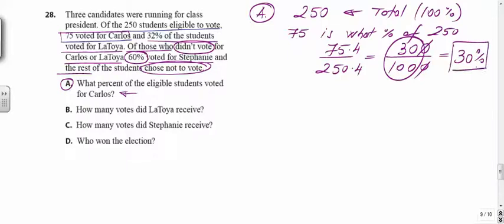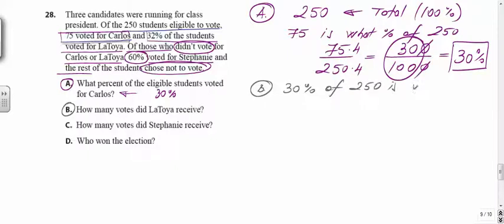30%. That's the answer for problem number A. What percent? 30%. Okay. B. How many votes did Latoya receive? 32% of the students voted for Latoya, right? So part B will be 30% of the total, which is 250.